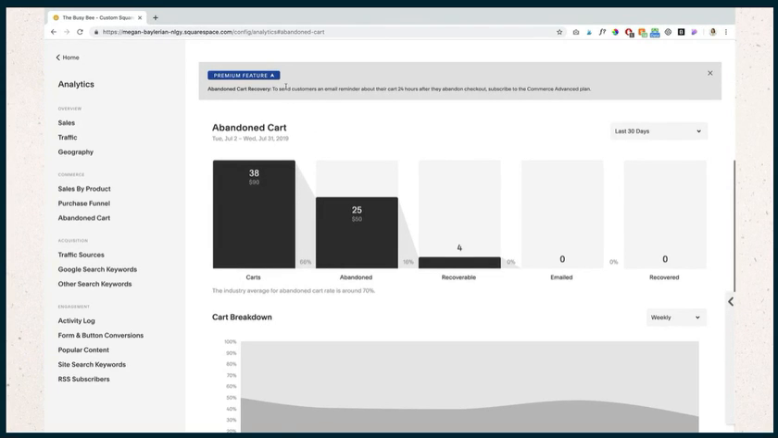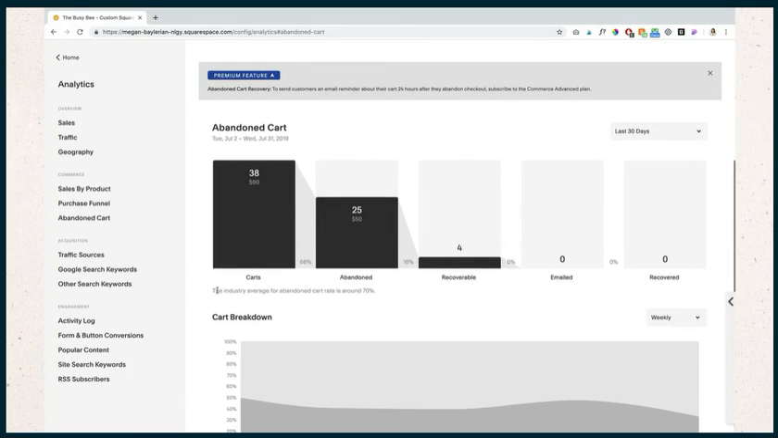And in order to send an abandoned cart recovery email, which we discussed in a previous lesson, you have to be on the Commerce Advanced plan. On this page, you can track cart abandonment trends and really measure the success of your abandoned cart emails if you have that available to you. It's going to give you insight into how often customers add products to their cart and leave them there, and how many orders were recovered as a result of that abandoned cart recovery email.